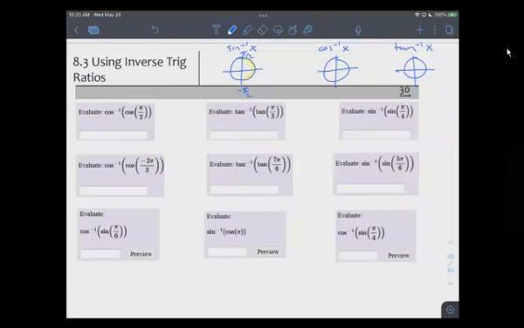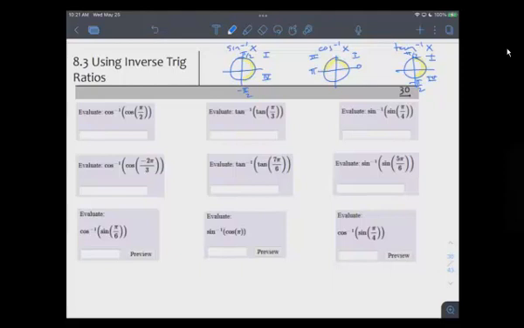But that is quadrants 1 and 2, or sorry, 1 and 4, is where the inverse sine is going to exist. The inverse cosine will exist in quadrants 1 and 2, so from 0 to pi. And then finally, the tangent is going to also, just like sine, exist in quadrants 1 and 4. Once again, from negative pi over 2 to pi over 2.